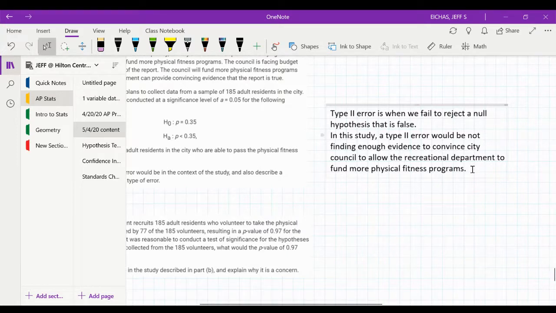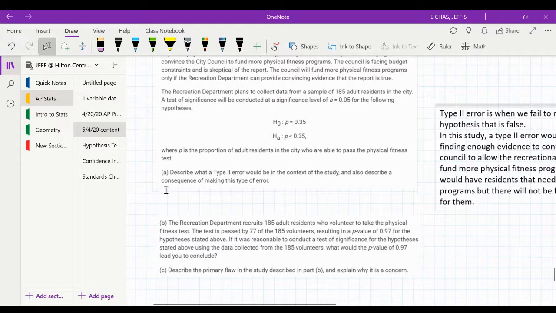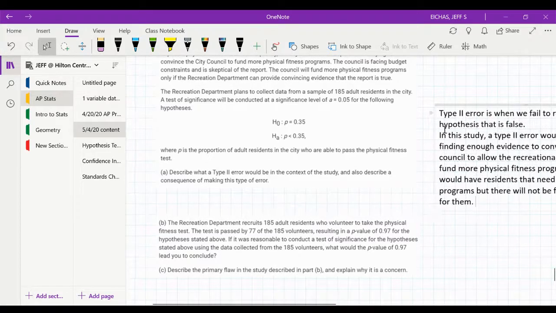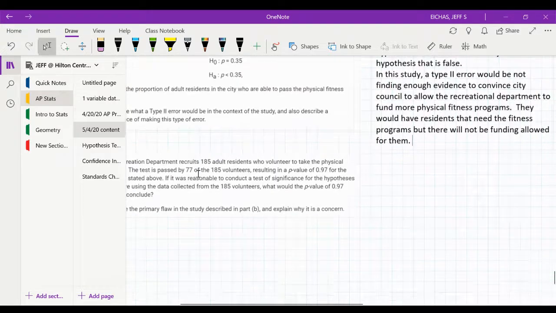And then what would the conclusion of that be? They would have residents that need the fitness programs, but there will not be funding for them. You've got to try to turn it into context, and that will get an E for part A. Just saying what a type 2 error is without context might get a P. You cannot get an E score until you put it in context.